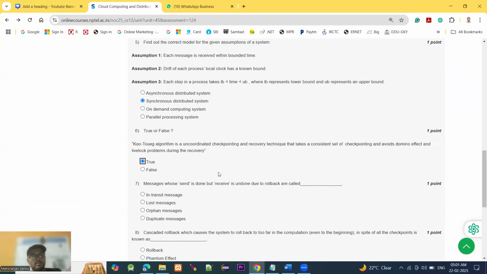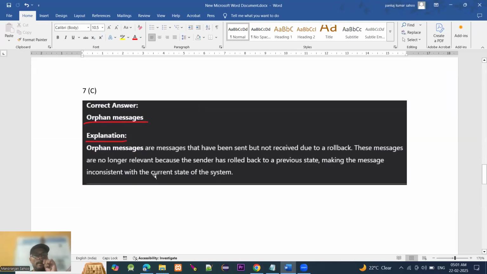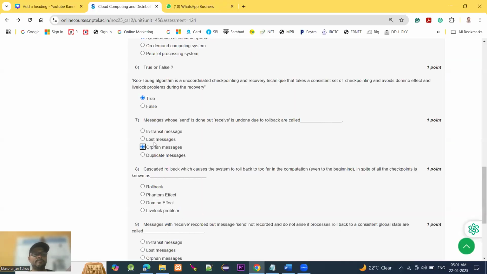Moving to question number 7: a message whose send is done but whose receive is undone due to rollback. What is that called? That is called an orphan message. Question 7 option C. Orphan messages are messages that have been sent but not received due to a rollback. The message is sent but does not reach the destination. These messages are no longer relevant because the sender has rolled back to a previous state, making the message inconsistent with the current state of the system. That's why we choose option C.